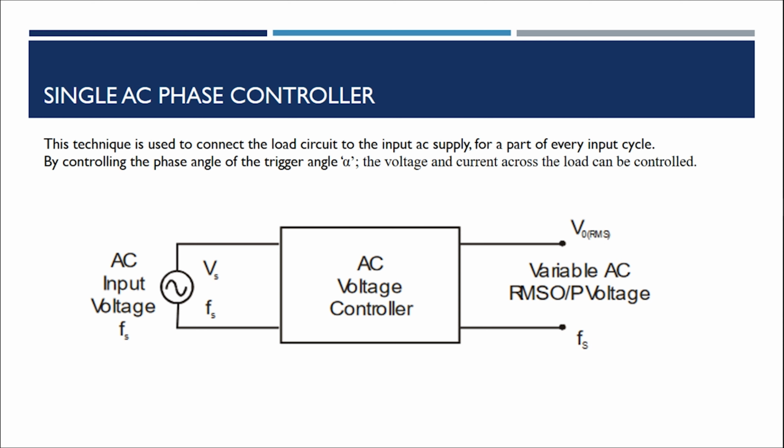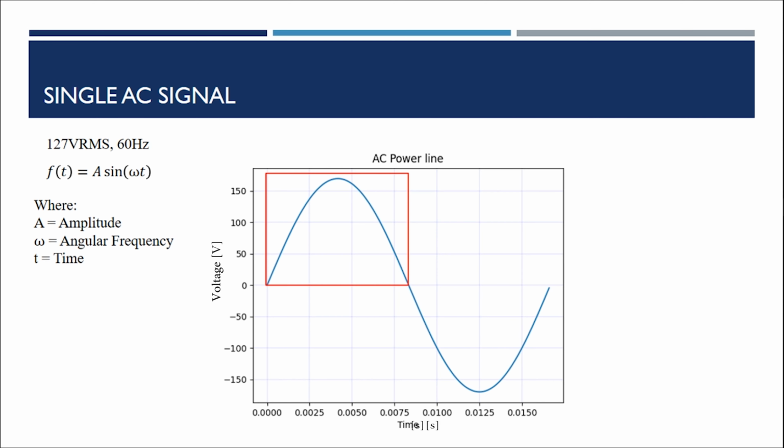In this case, we're going to talk about the single AC phase controller. This technique is very used to connect and disconnect a given load from the power line based on a computed triggered angle alpha that we'll talk about later. So here in my country we have the following AC signal in the main power line, 127 VRMS at a frequency of 60 Hz approx. If we plugged an oscilloscope, we'd see something pretty similar to this.